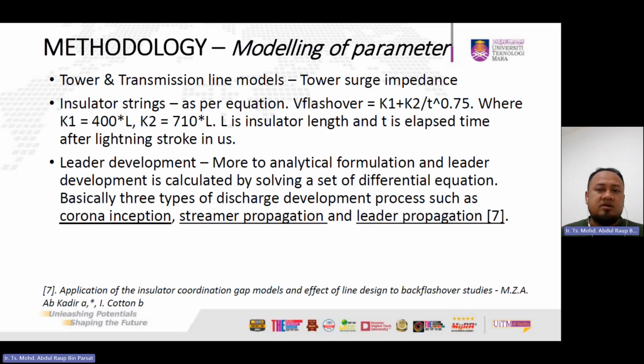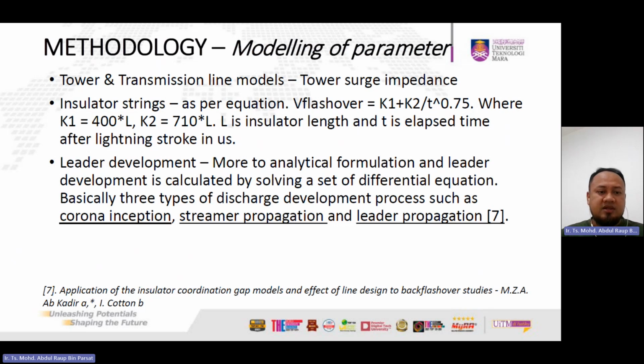Okay, here are some of the modeling parameters. The first and important one is the tower and transmission line model. The important part of tower modeling is the tower surge impedance. Second is the insulator string, as per the equation V flashover equals K1 plus K2 over t to the power 0.75, where K1 equals 400 multiplied by L, L is the insulator string length, t is the time elapsed after the lightning stroke in microseconds, and K2 is 710 multiplied by L.